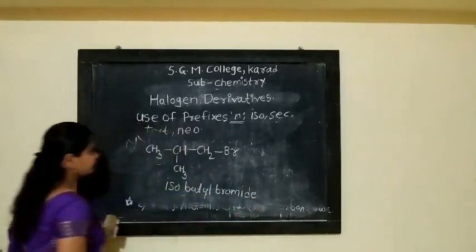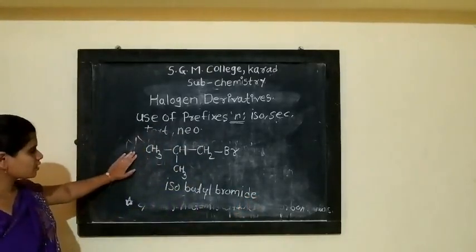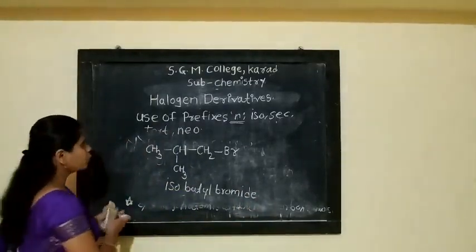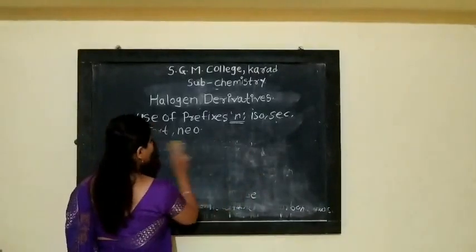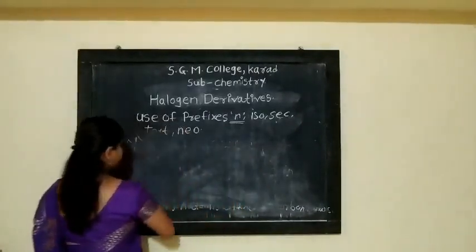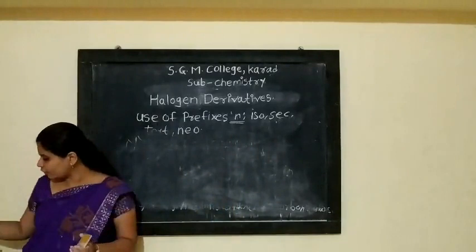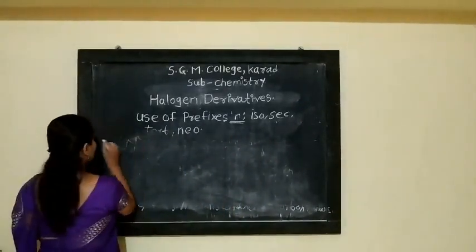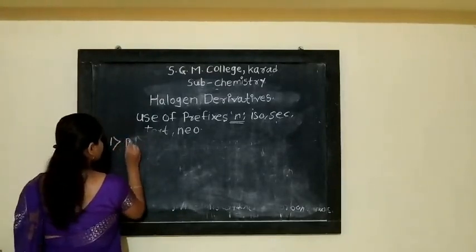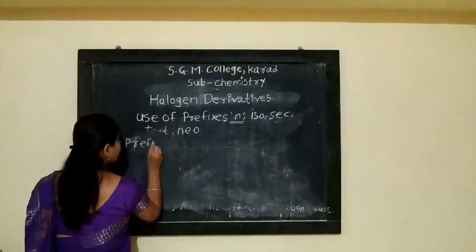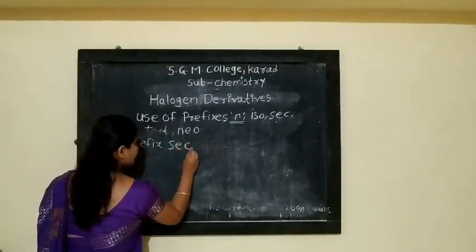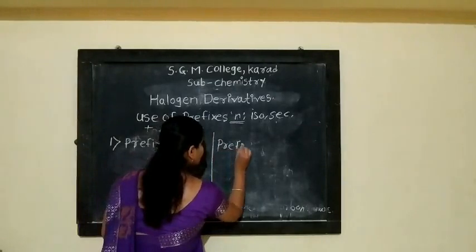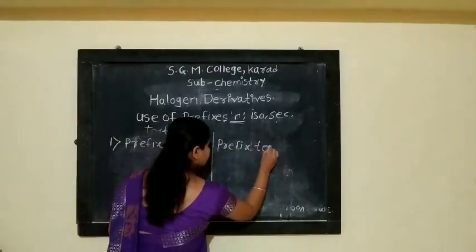Butyl bromide. So this is in the case of iso. Now we have to use the prefixes secondary and tertiary. When to use the prefix secondary and the prefix tertiary? Here I take prefix secondary. Similarly, here I take prefix tertiary.